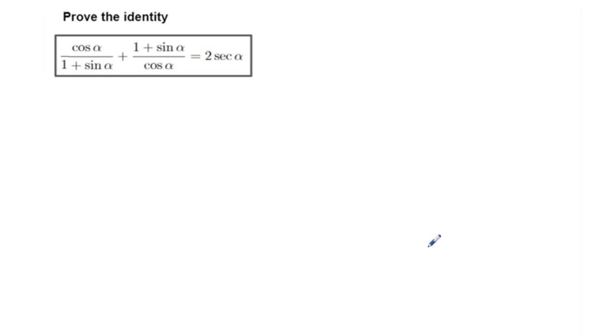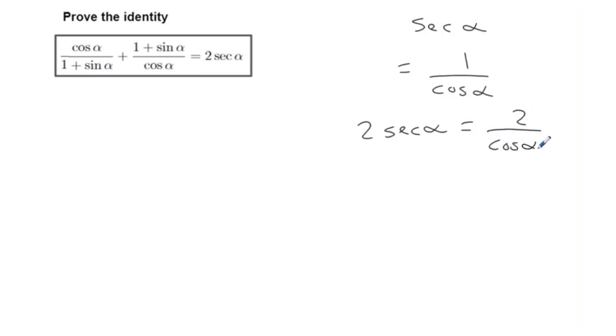So it's worth knowing what sec alpha is. Sec alpha we know is 1 over cos alpha. So 2 sec alpha must be 2 over cos alpha. It's just good to have the target in mind, where we're looking to get to, because if you just say, I'm looking to get to 2 sec alpha, it might not compute quite so easily in your mind. So this is where we are heading.